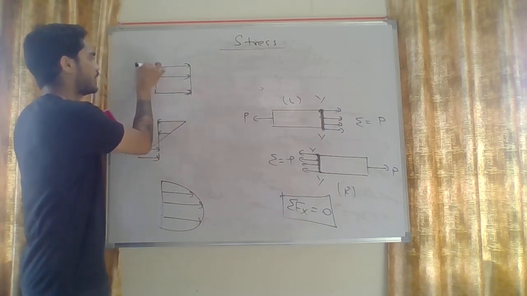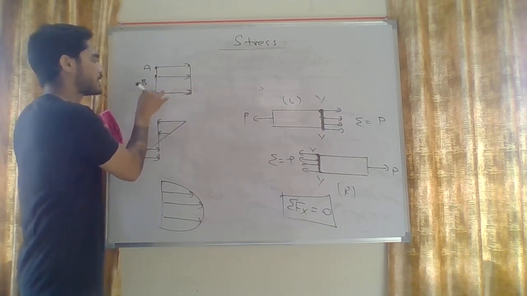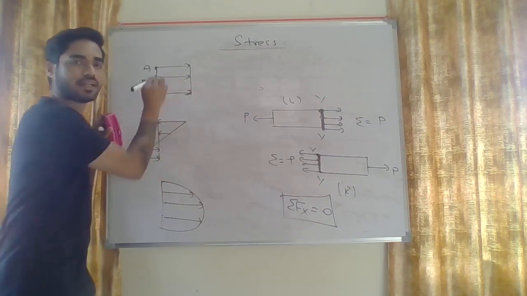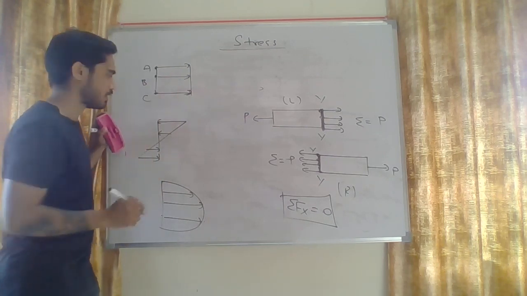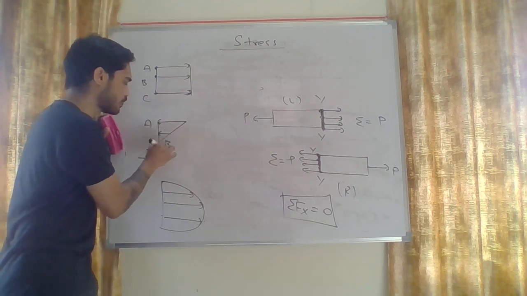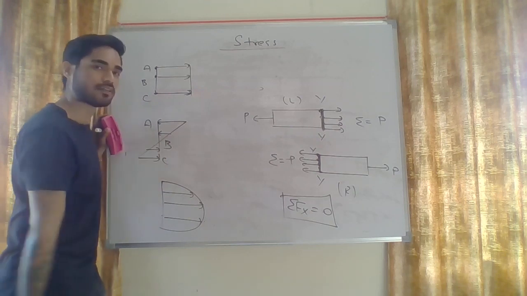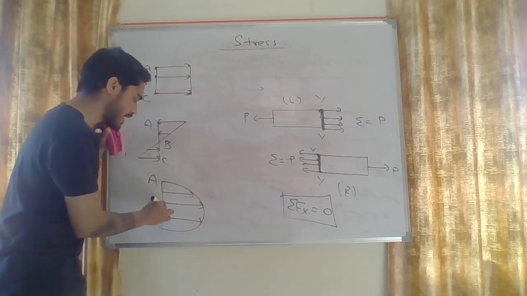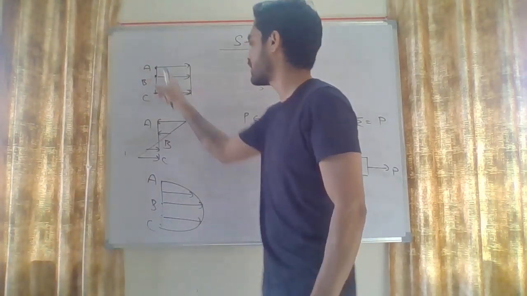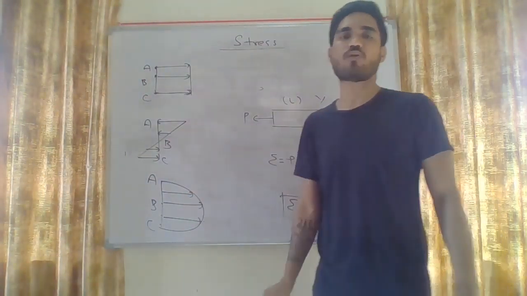Let's call this point A, point B, point C. So the internal force at A, internal force at B, internal force at C, they are equal. But here internal force at A is different, internal force at B is different, internal force at C is different. Here also at A, B, C, internal forces are different. This is uniform distribution, this is linear distribution, this is parabolic distribution.